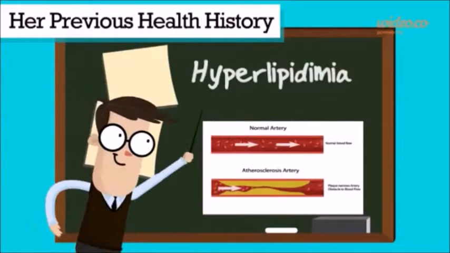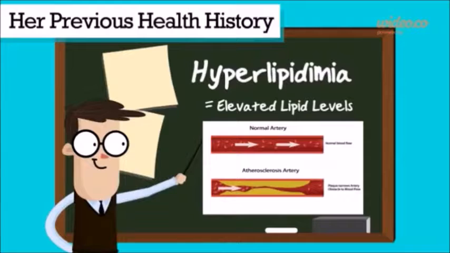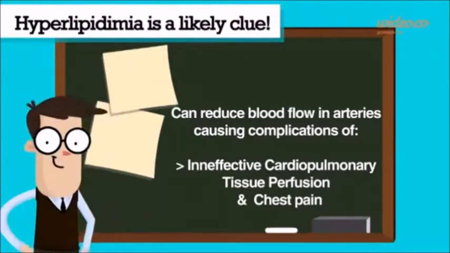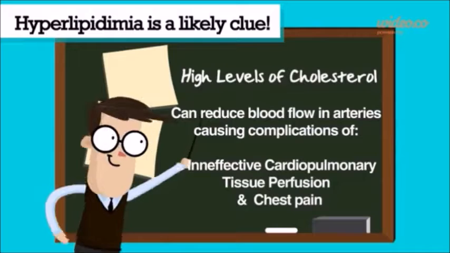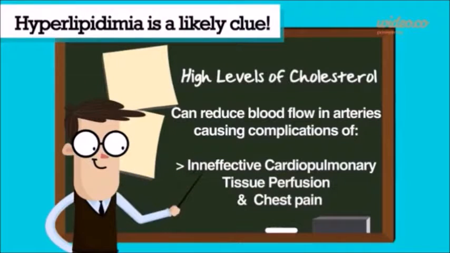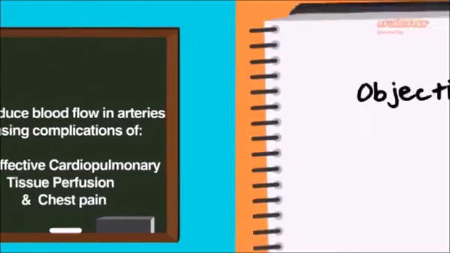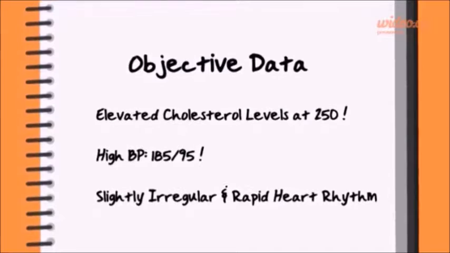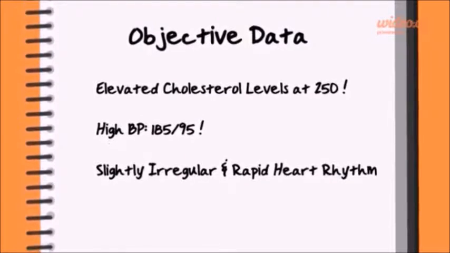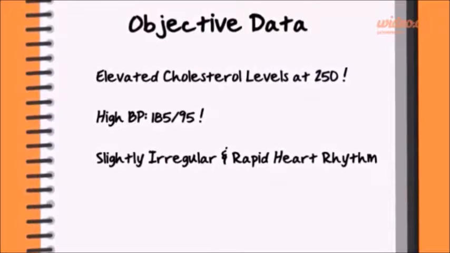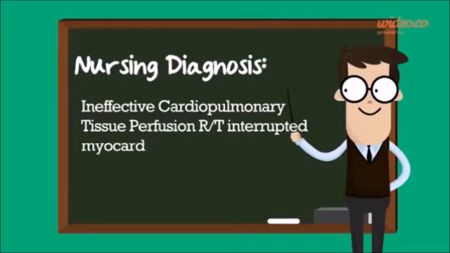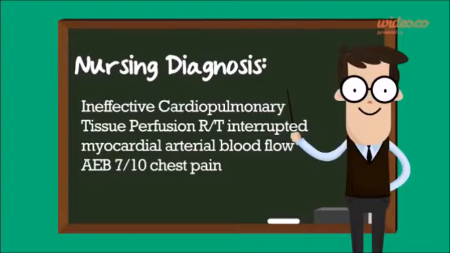Mrs. M's previous health history included hyperlipidemia, which is elevated lipid levels. Her previous history is a likely clue because high levels of cholesterol can reduce blood flow in the arteries, causing complications of ineffective cardiopulmonary tissue perfusion and chest pain. Mrs. M's objective data included elevated cholesterol levels of 250, high blood pressure of 185/95, and slightly irregular and rapid heart rhythm. Her nursing diagnosis we came up with from these symptoms was an ineffective cardiopulmonary tissue perfusion related to interrupted myocardial arterial blood flow, as evidenced by 7 out of 10 chest pain.